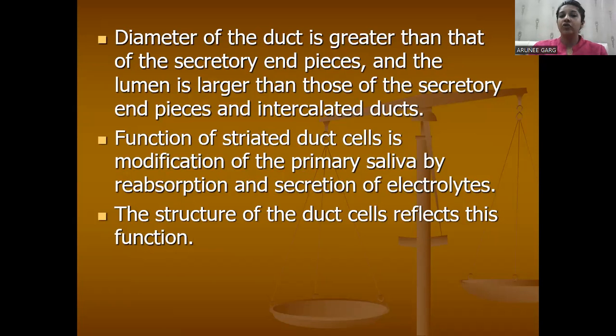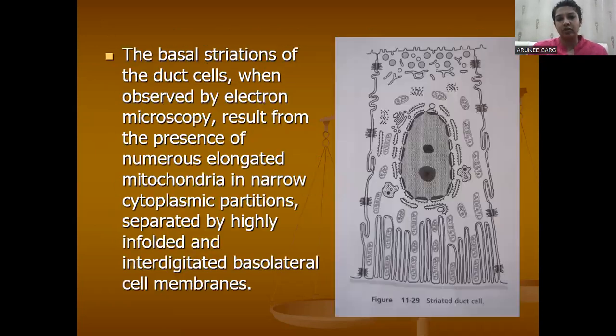The function of the striated duct cell is modification of the primary saliva by reabsorption and secretion of electrolytes. So the primary saliva is secreted into the intercalated ducts, which then goes into the striated ducts, where it is modified by mostly reabsorption and secretion of electrolytes. The structure of the duct cells reflects its function. You can see here the structure of a striated duct cell.